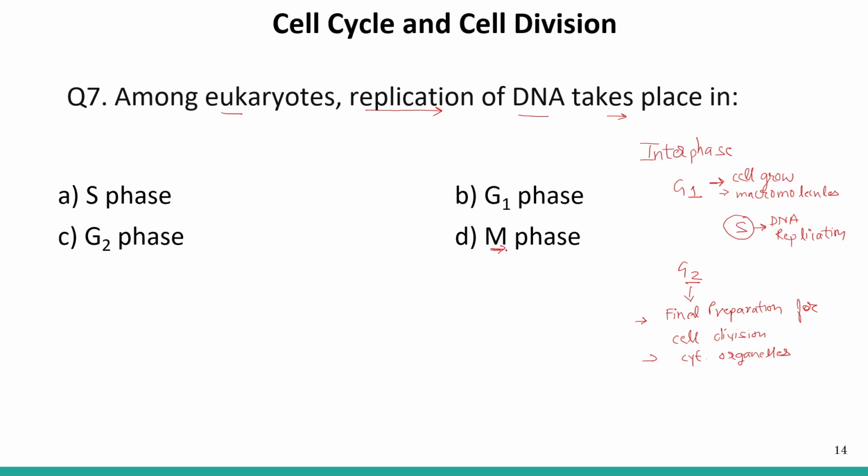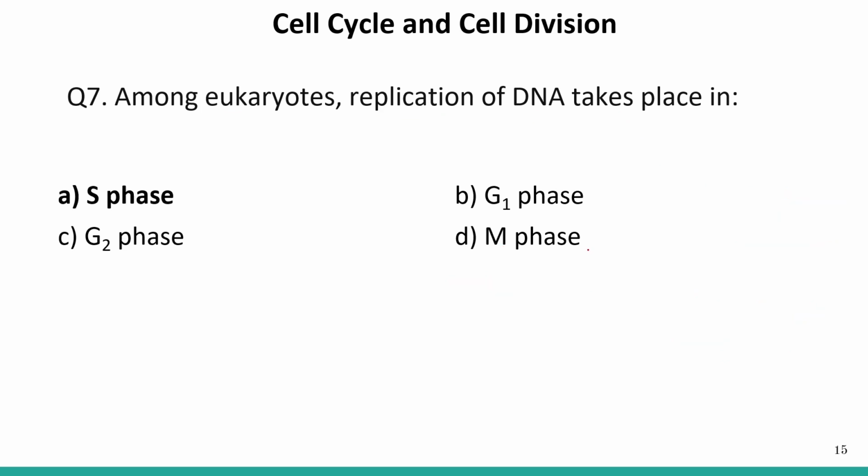M phase. After G2 phase, we have the M phase, which is the actual cell division phase. M phase is further divided into karyokinesis, which is known as the nuclear division, and the cytokinesis, which is known as the cytoplasmic division. So the answer should be the S phase. DNA replication takes place during the S phase of the interphase.